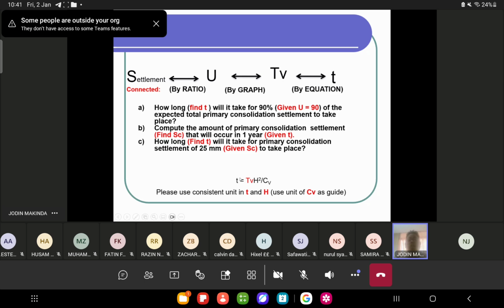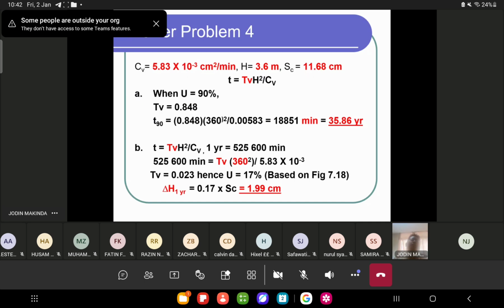So the unit of T and the unit of H must be consistent with the unit of CV given. Yeah, don't make mistake. Don't make stupid mistake. All right, so let's look into the solution. Number one, given U90. So, very easy.